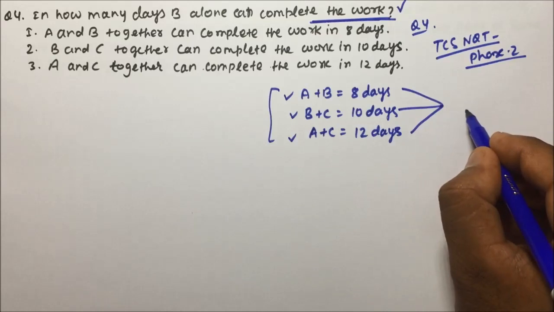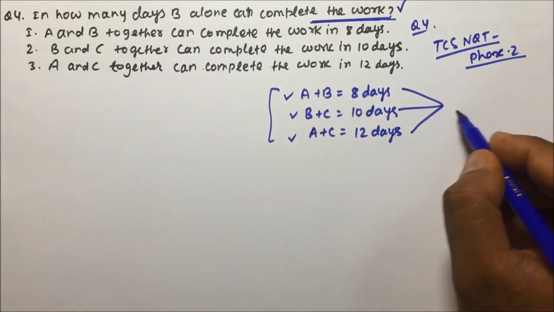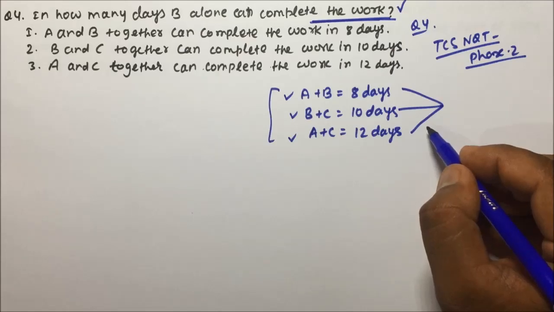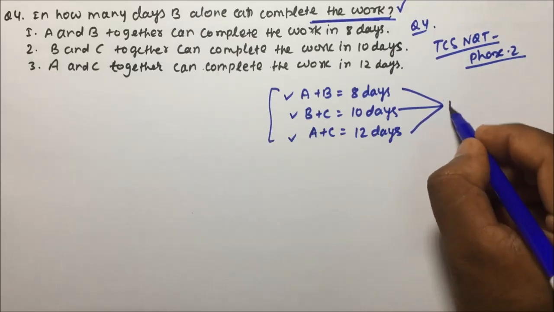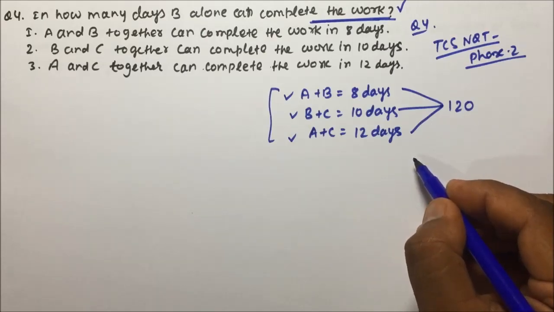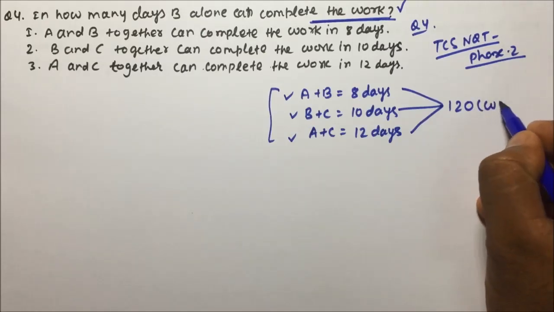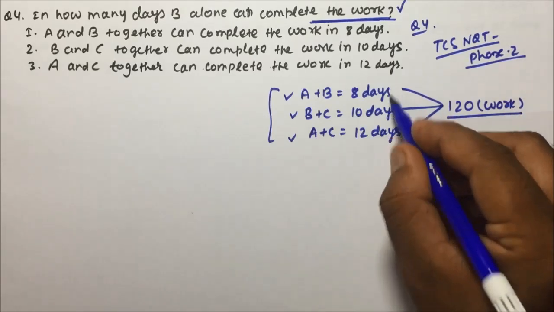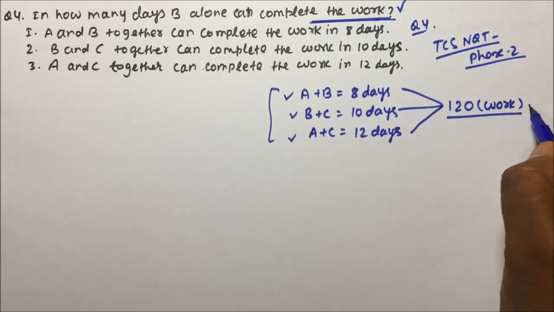Now friends, just take the LCM, or you can assume a number which is divisible by all three. You can assume any number, there are no restrictions on that. So I can assume 120 here. If you want to take the LCM, you can take the LCM as well. Now 120 will be nothing but our work. See, once you take LCM or you assume a number which is divisible by all three, that becomes our work.